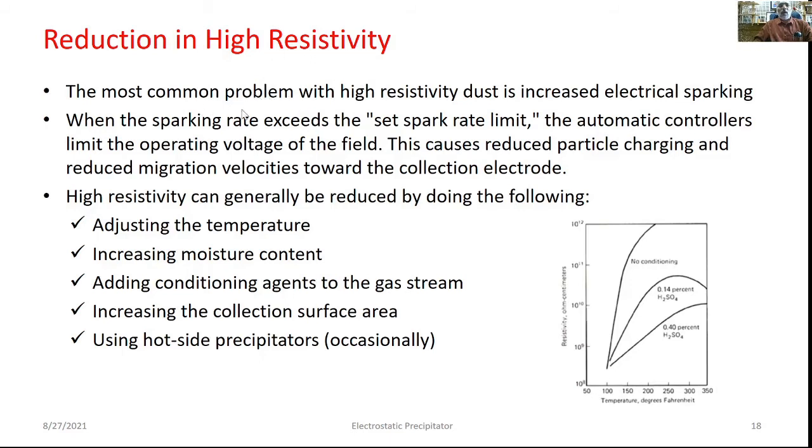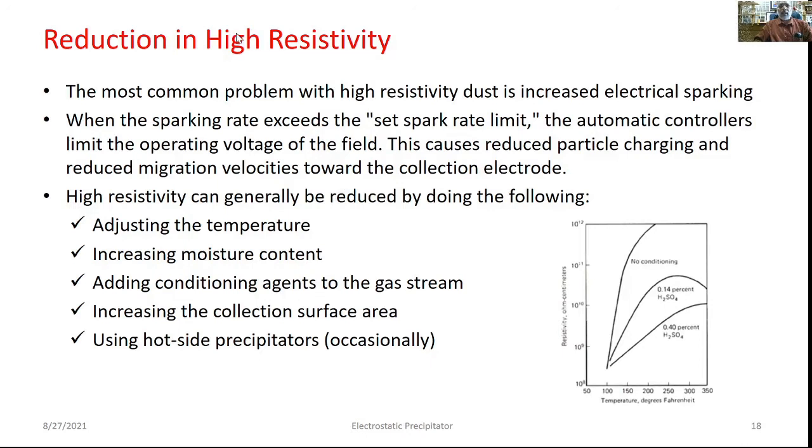The most common problem with high resistivity is increased electrical sparking. When the sparking rate exceeds the set spark limit, the automatic controllers limit the operating voltage of the field, which causes reduced particle charging and hence reduced migration velocity towards the collection electrode.